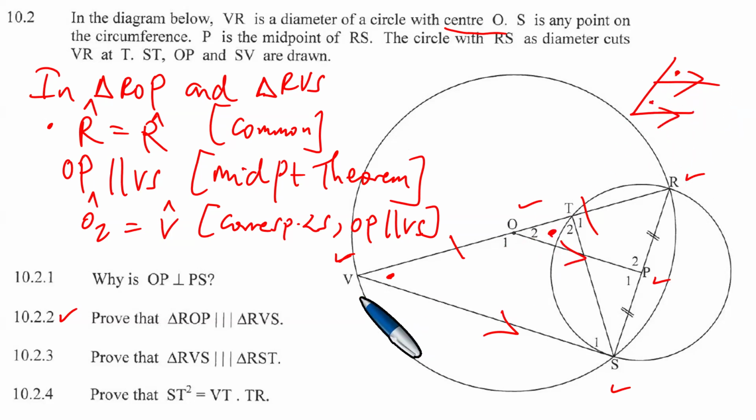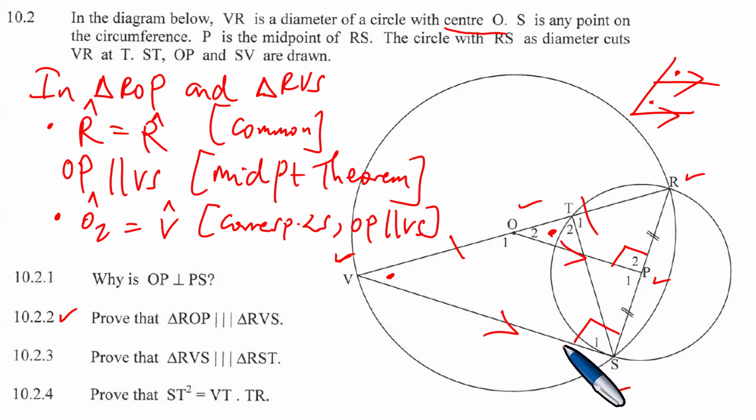Why are we even saying these things? Okay, let's see what we've done now. We have established angle R equals angle R, but angle O2 equals angle V, which are equal angles. And then now we have that also, we're dealing with triangle ROP. Yes, please.